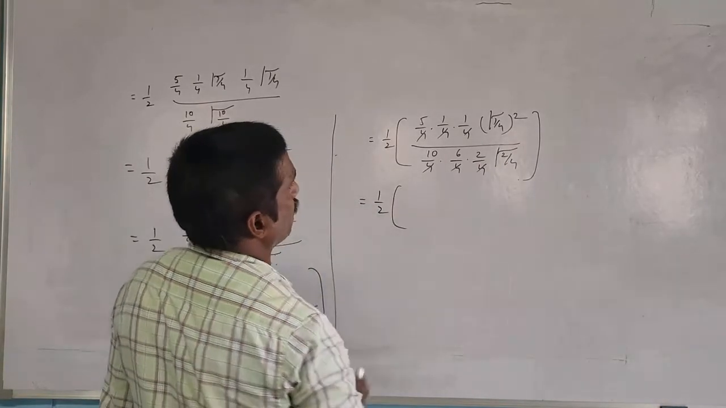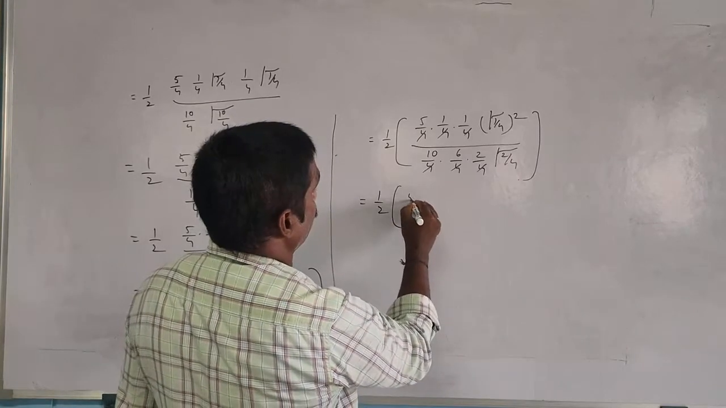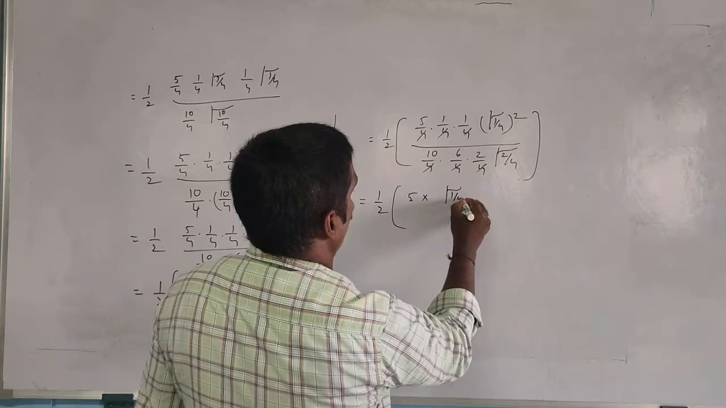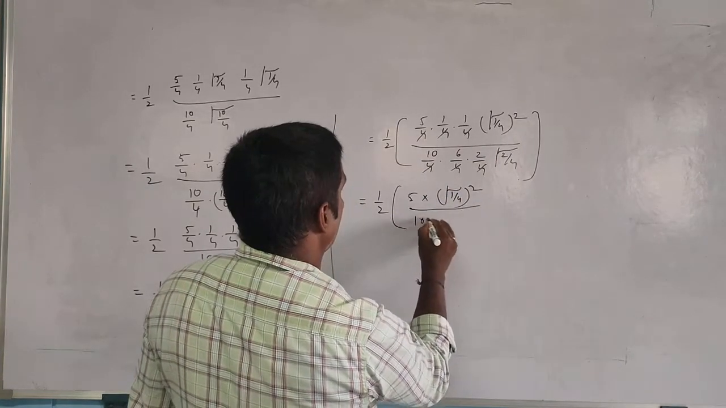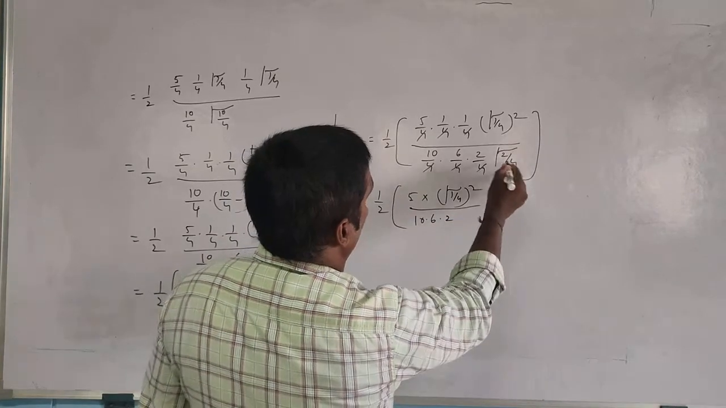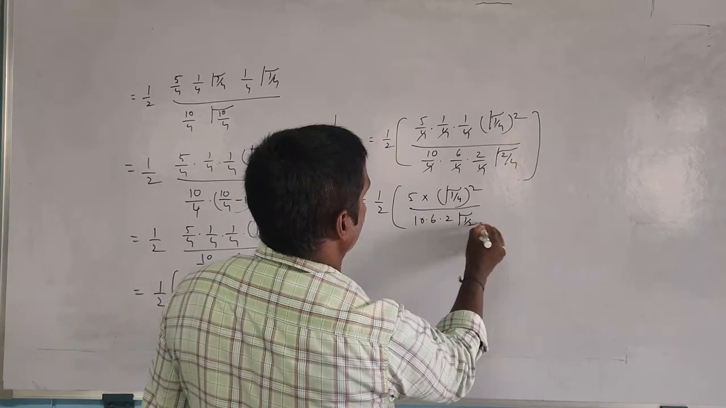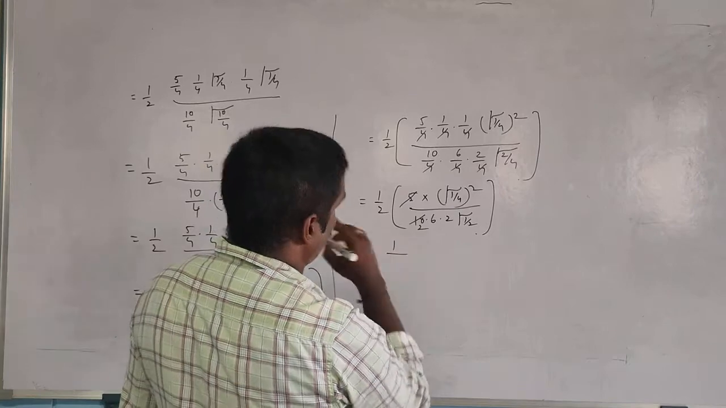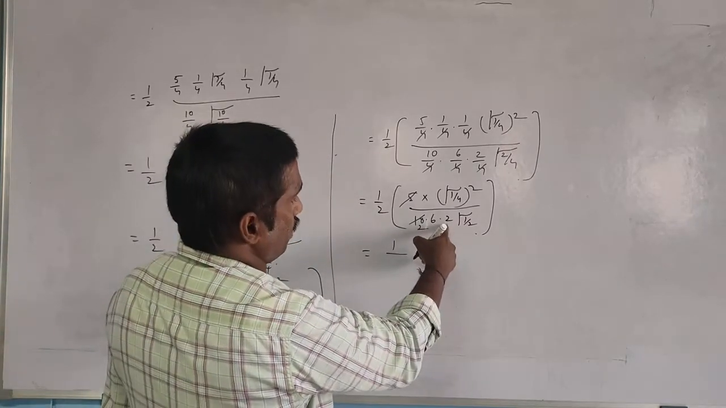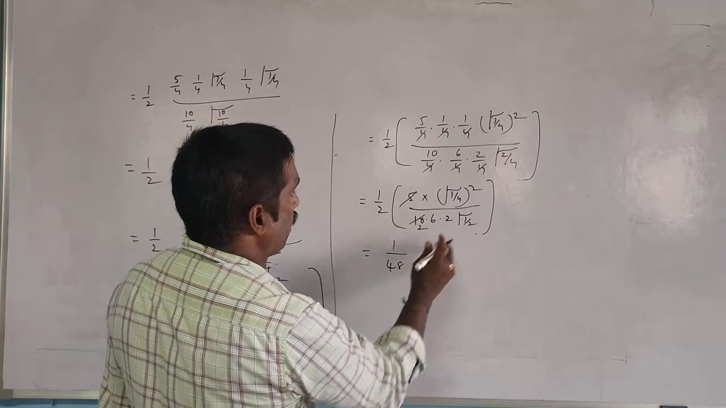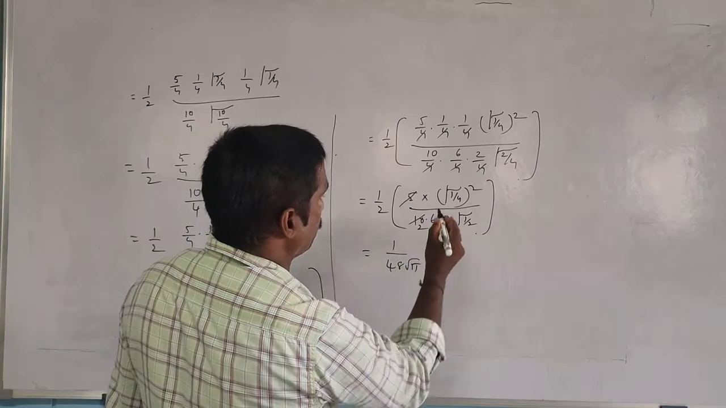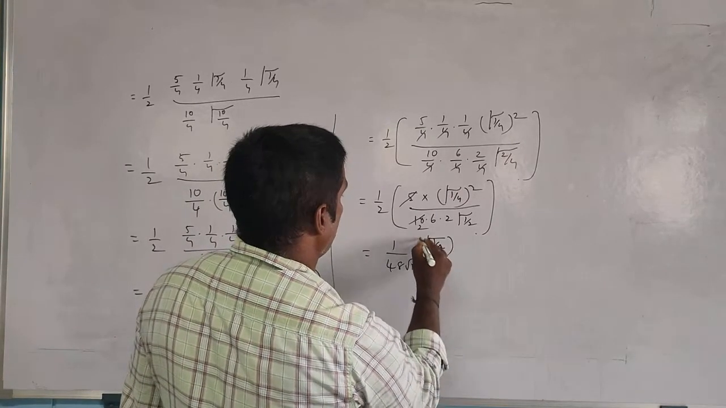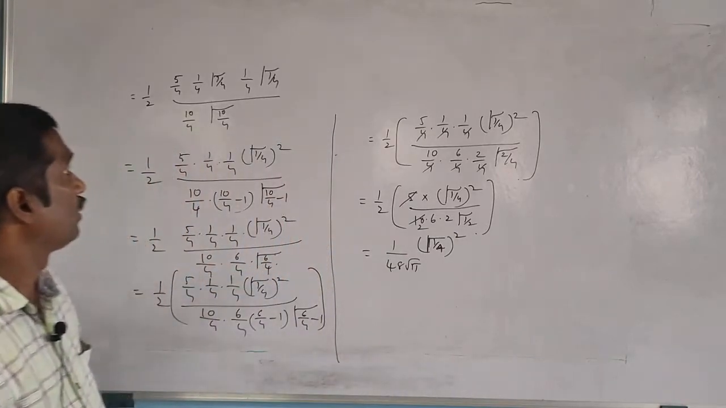of 5 into gamma of 1/4 whole square by 10 into 6 into 2 into gamma of 2/4, which means gamma of 1/2. So 5 ones are 5, 2 sixes are 12, that equals 1/2 of 2 fours are 8, 8 sixes are 48. So gamma of 1/2 value is root pi, into gamma of 1/4 whole square. This is the required solution of the given integral.